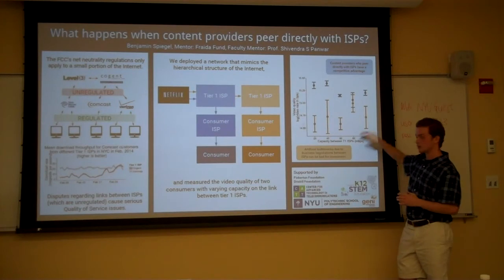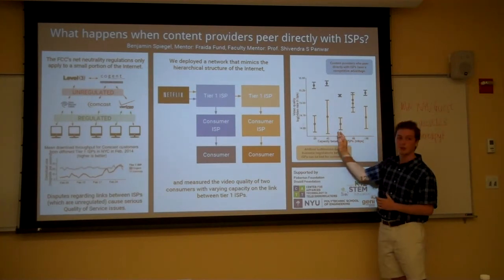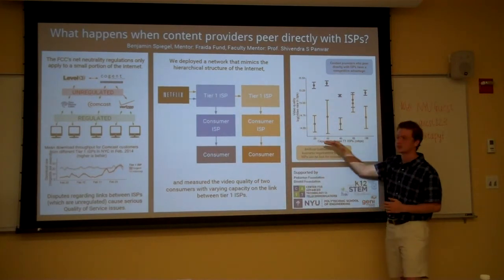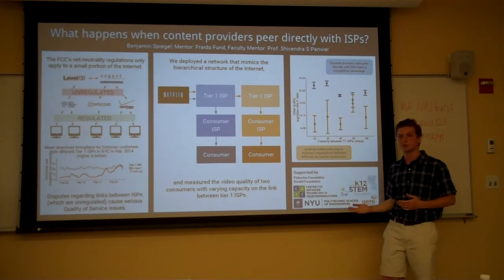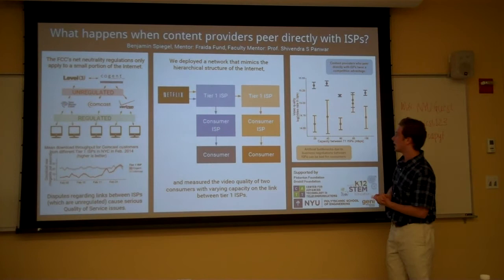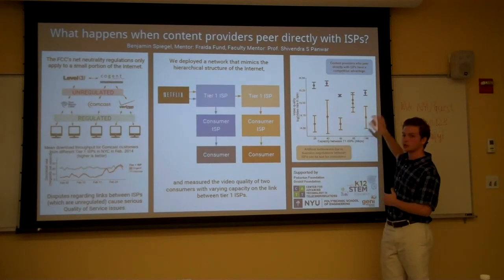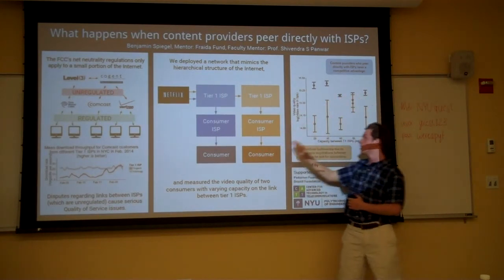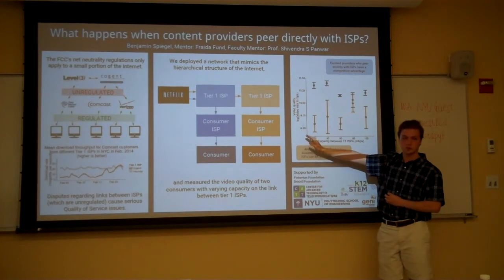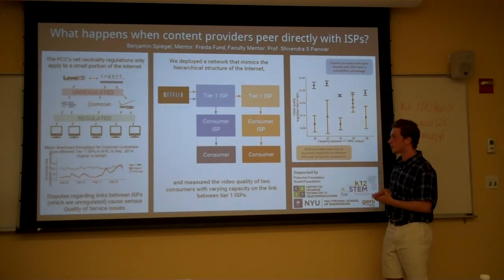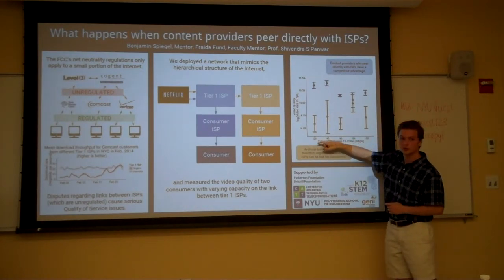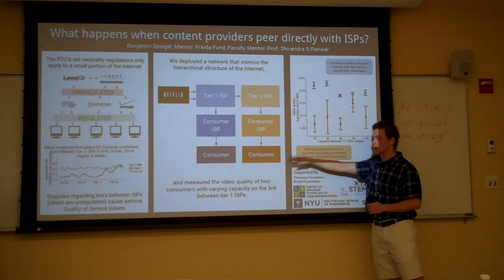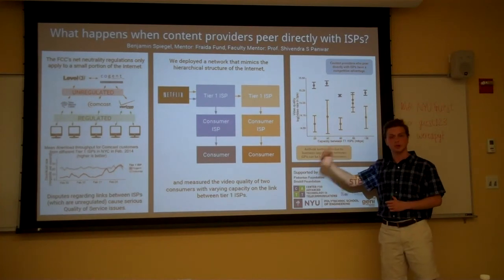From this topology, I collected this data, and here is a brief explanation of this graph. The x-axis is the capacity of the connection between these two links, the peering link here. And the y-axis is the video quality, which is actually the log of the bits per second of the video stream. The orange figures correspond to this node, and the blue figures correspond with this node. It goes from 20 megabits per second capacity all the way up to 100 megabits per second. And we see a trend that as it goes down to 20, the average video quality of this consumer gets more unreliable and lower.